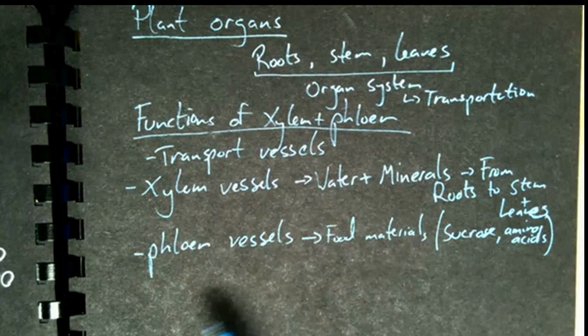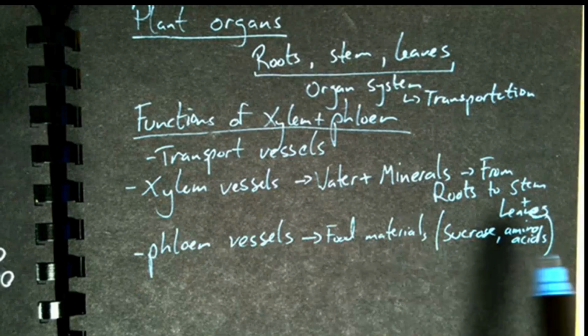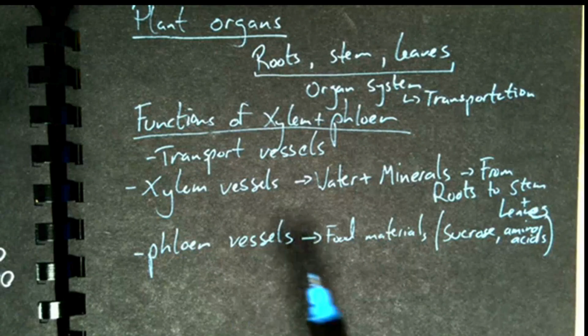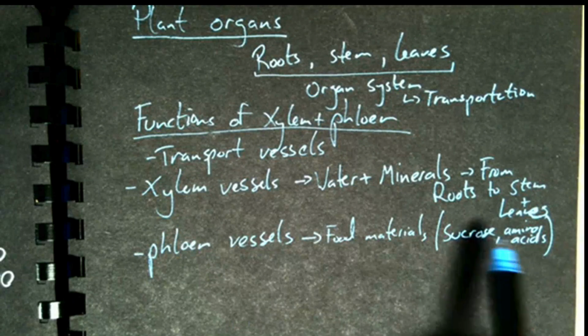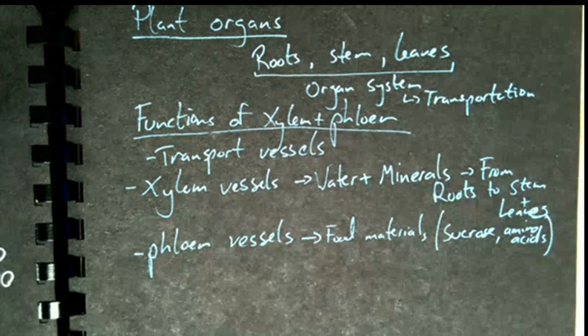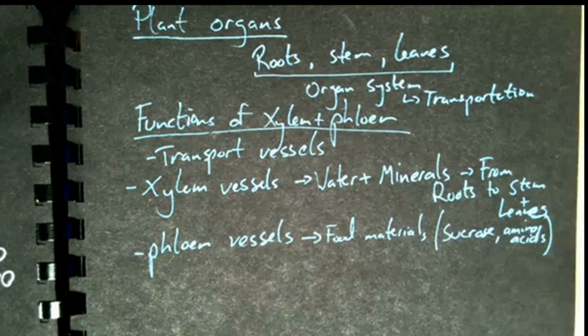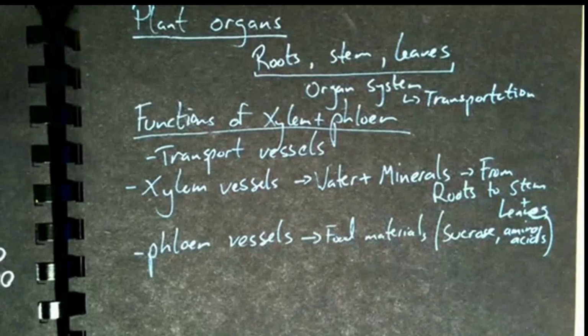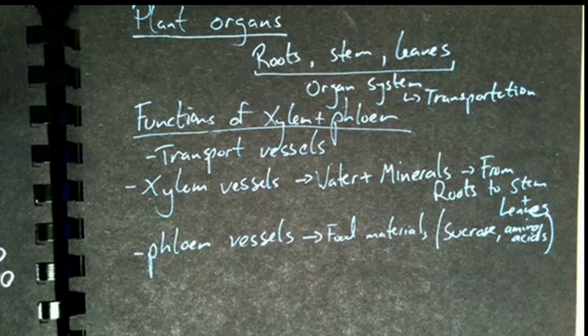The phloem vessels, these are bidirectional. They're traveling all over the plant in order to take these products of photosynthesis to non-photosynthesizing areas of the plant. And when you group them together, you group them as a vascular bundle.